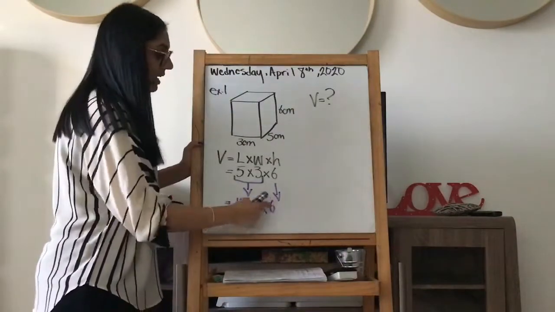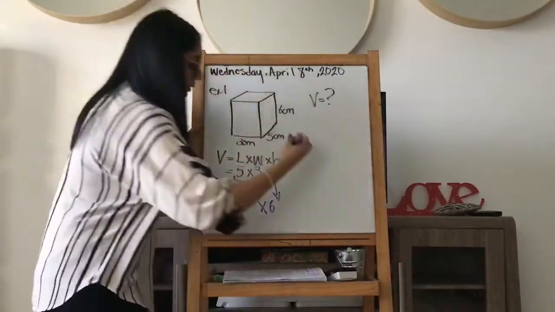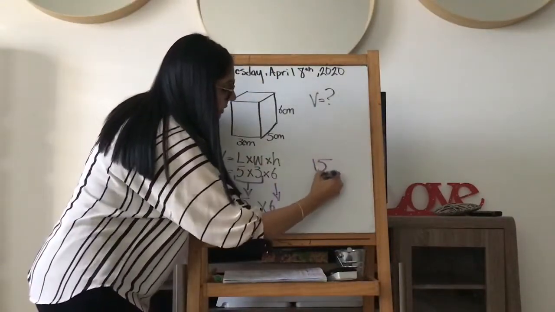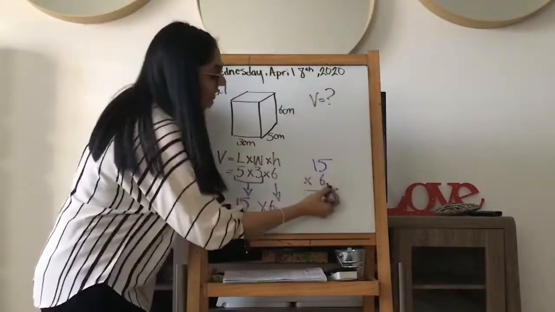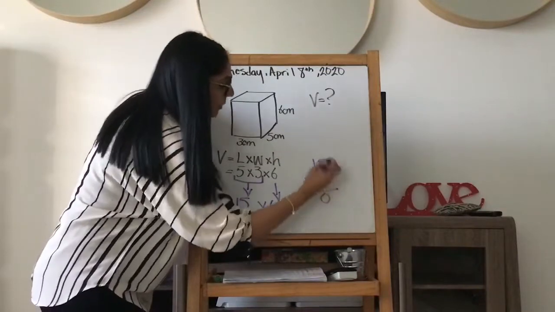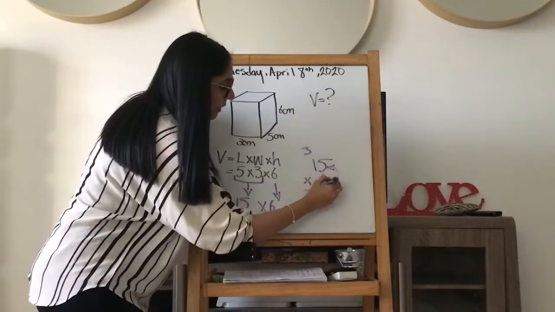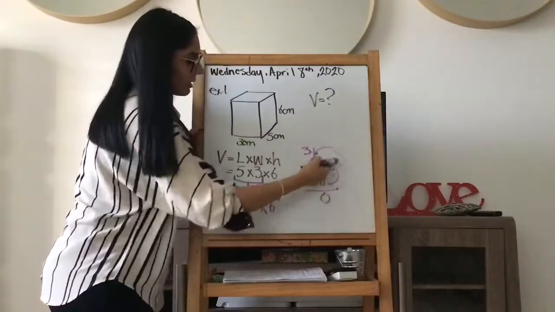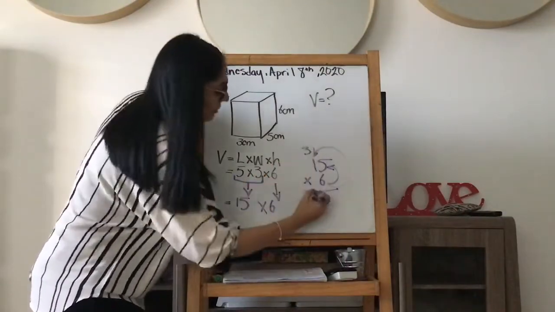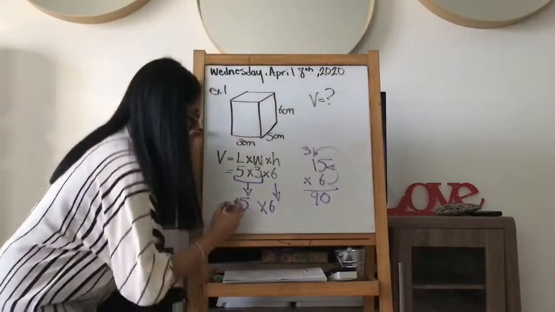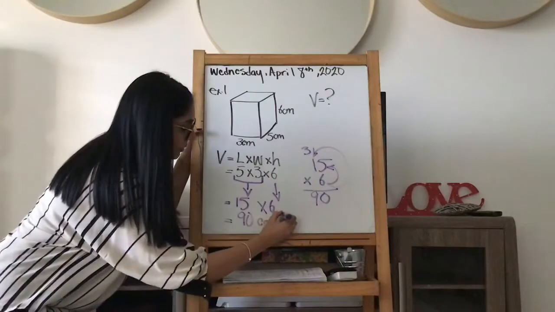Now, 15 times 6. Okay, that's a little bit more complicated. So do your lattice, do your traditional multiplication, right? So 15 times 6. Who remembers how to do this? Hopefully everyone does, right? 6 times 5 is 30. Put 0 here, put 3 here. 6 times 1, remember, you go this way first, and then you go this way. Right? This up, and then across. 6 times 1 is 6, plus 3 is 9, so 90. So my answer will be 90 centimeter cubed.